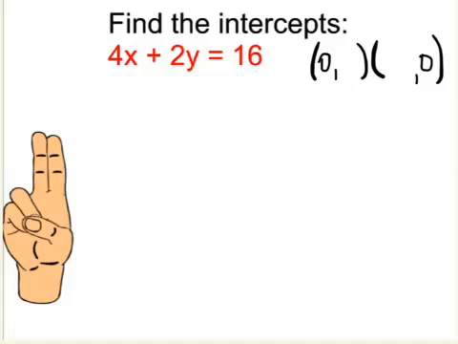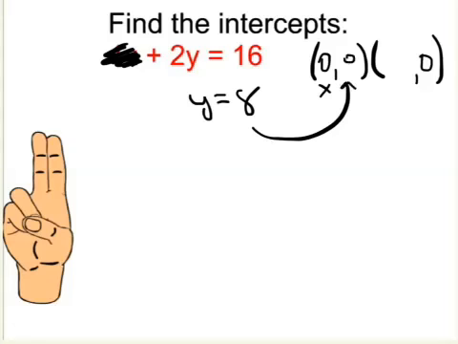Now when we set x to 0, we are going to cover up the x portion of the equation. And you see what's left. 2 times something is 16. Of course, y is 8. So that 8 is going to go in here for y. Now I'm going to erase that. So we got that filled in.